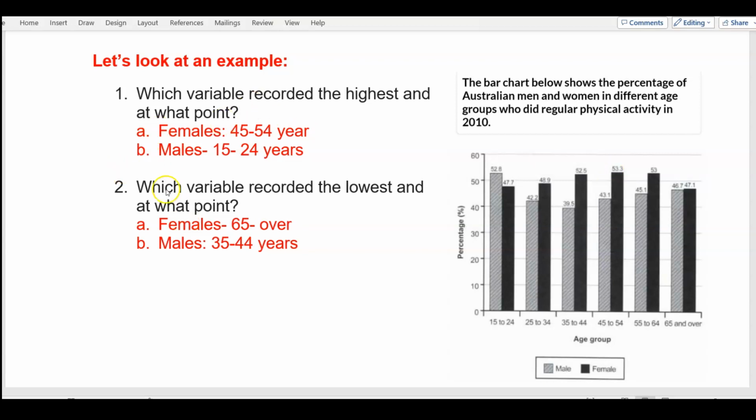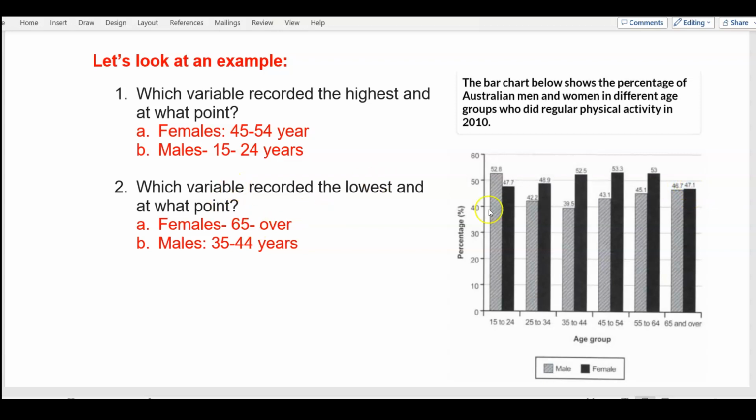Let's go to the second question. Which variable recorded the lowest, and at what point? We know that generally the males were less than the females, as we saw in the first discussion. But the lowest point for the females is at 65 and over, where they got 47.1. If you check this one, it's 47.7. So here 65 and over is actually 47.1%.